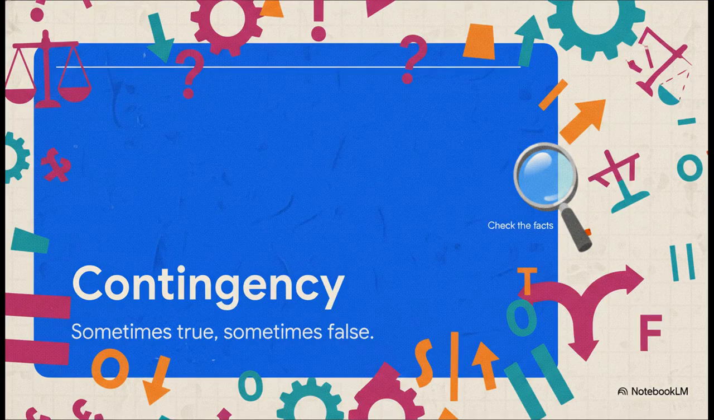Finally, we have the middle ground, which, let's face it, is where most of our daily life actually exists: the contingency. A contingency is an argument that is sometimes true and sometimes false. Its ultimate truth value depends entirely on the specific, shifting variables involved in the propositions. It's not a guaranteed lock like a tautology, and it's not a guaranteed failure like a contradiction. You actually have to go out and check the facts of the world to see if the specific conditions have been met.